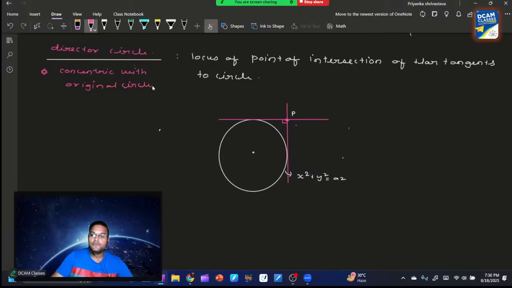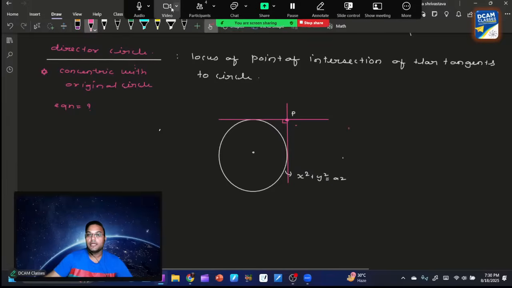Now, using this information, can you find the equation of the director circle? Think.